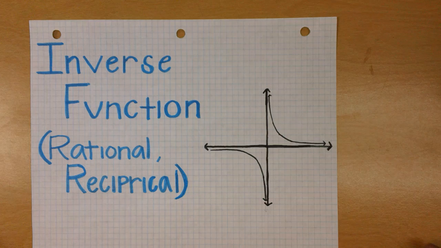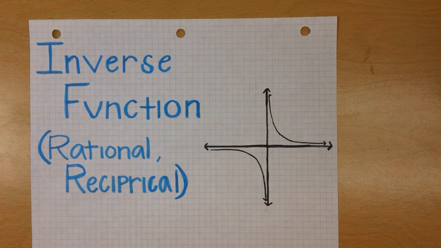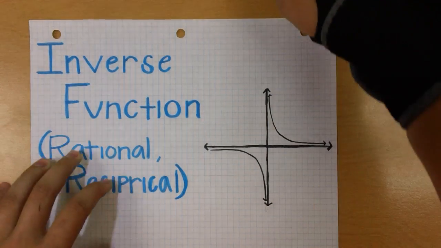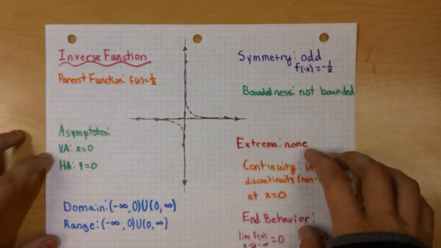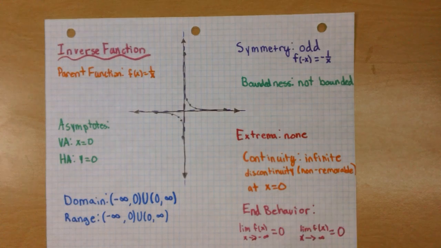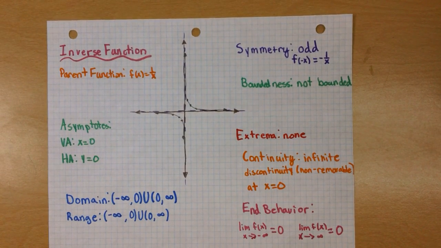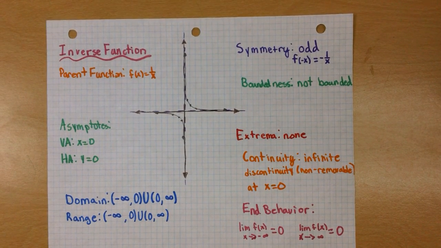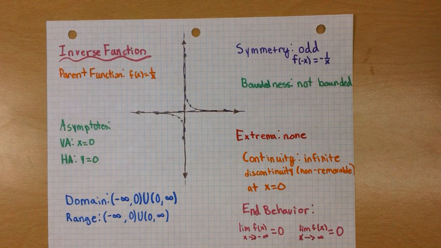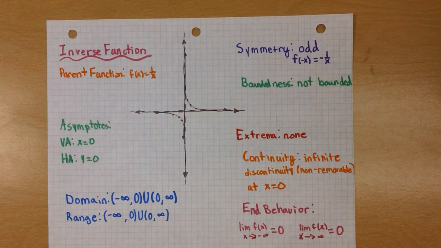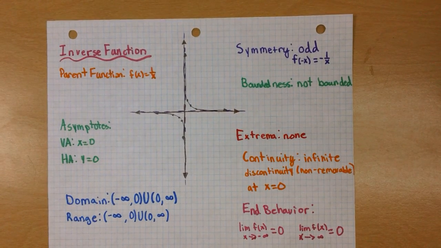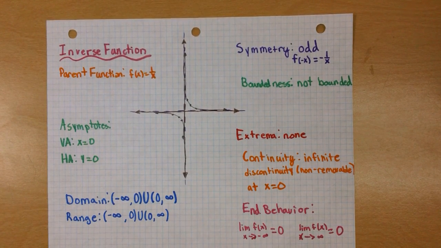Okay, so our function is the inverse function. It's also known as a rational function or reciprocal. For our function, the parent function is f of x is equal to 1 over x. The domain of our function is negative infinity to 0, union 0 to infinity, and the range is the same. Our symmetry is odd, and our function has no bounds.